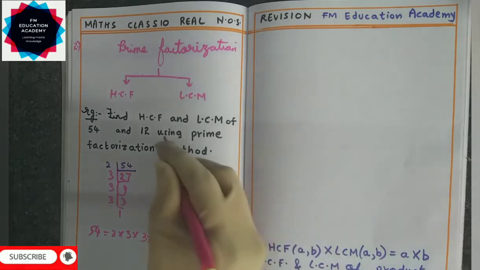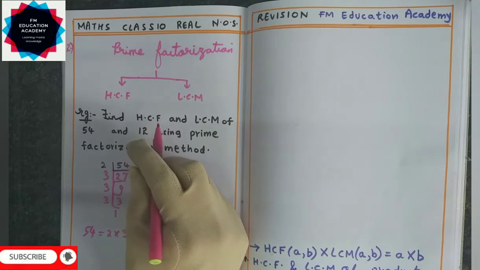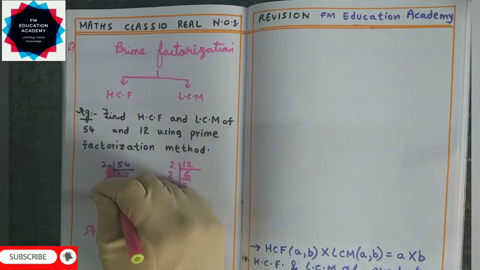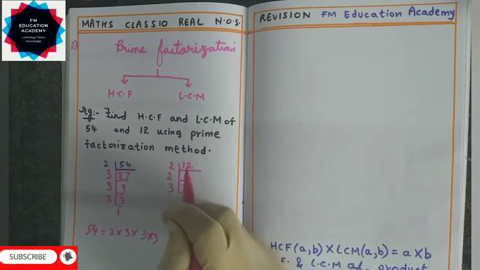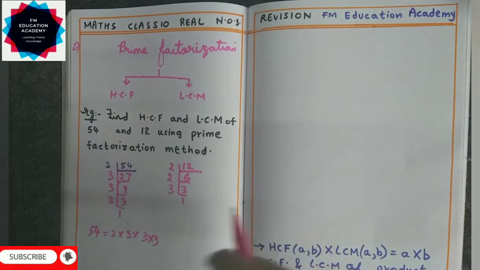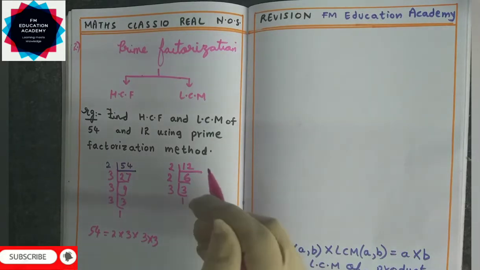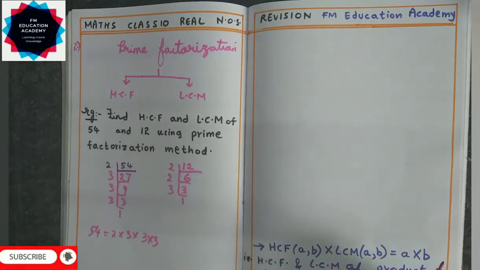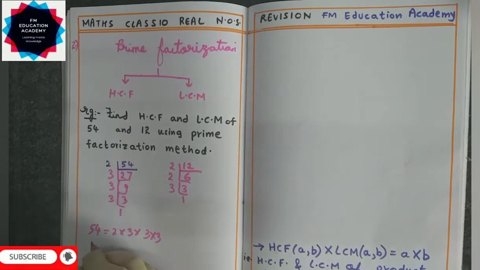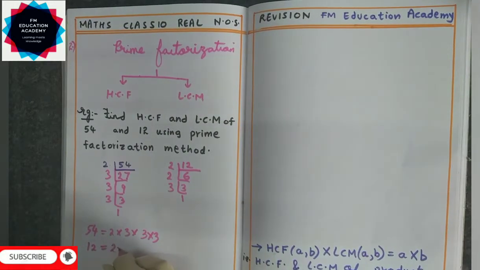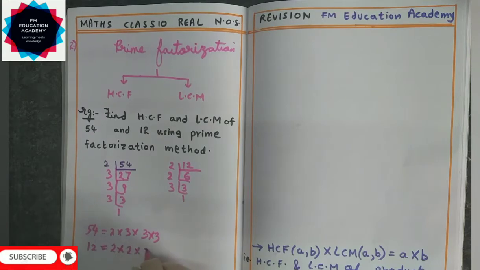So if I have to find the HCF and LCM by prime factorization, see here I am using the prime numbers 2 and 3. Any prime number you can use, but you have to use prime numbers only in the prime factorization method. You cannot use 4 because 4 is a composite number. So 12 can be expanded as 2 into 2 into 3.